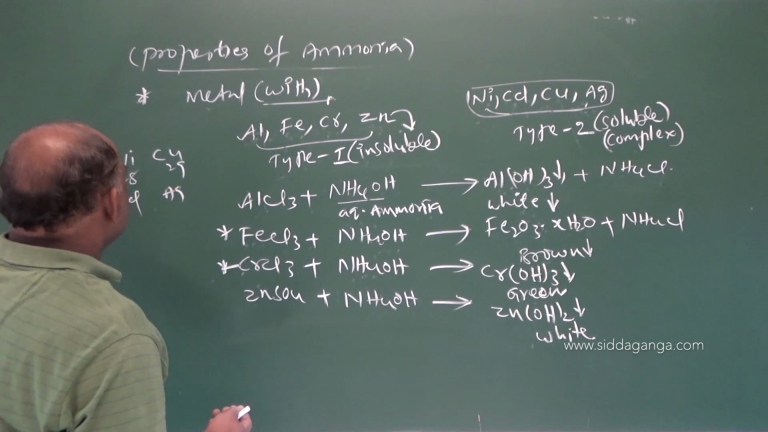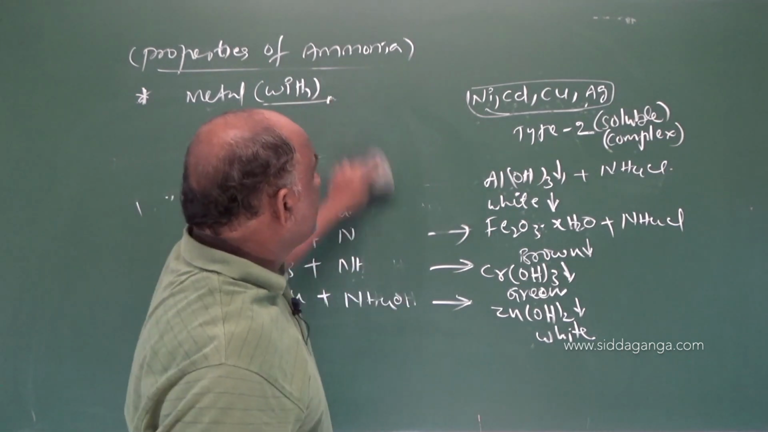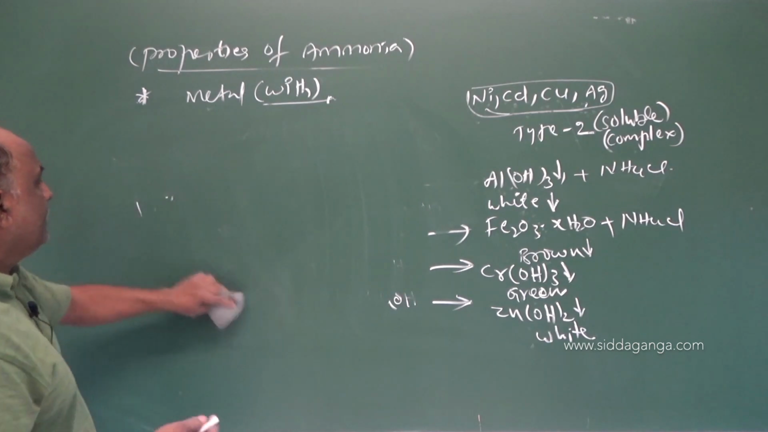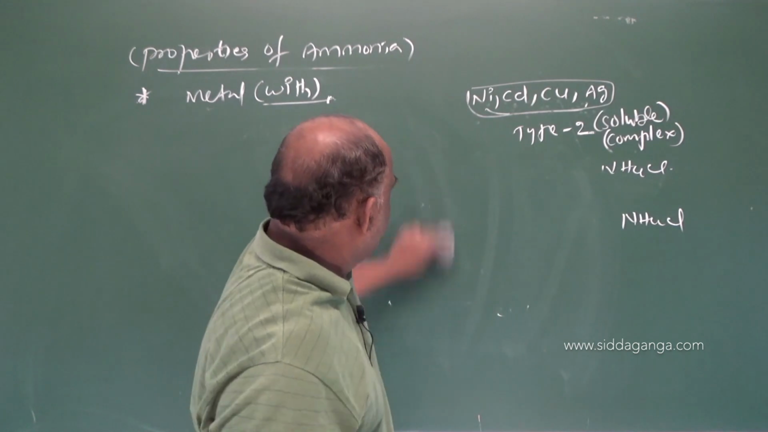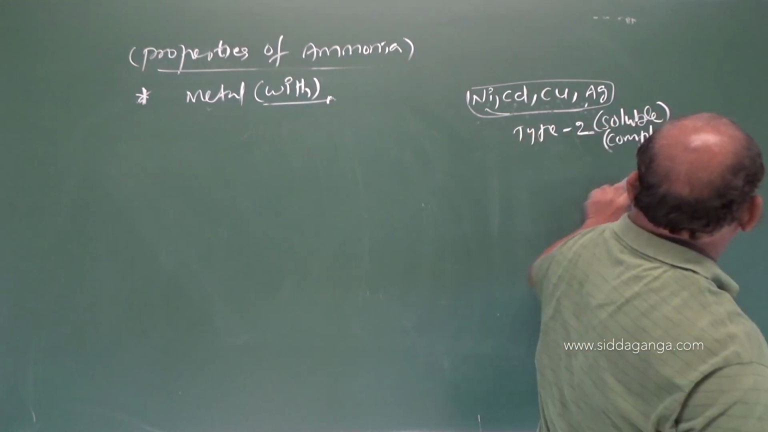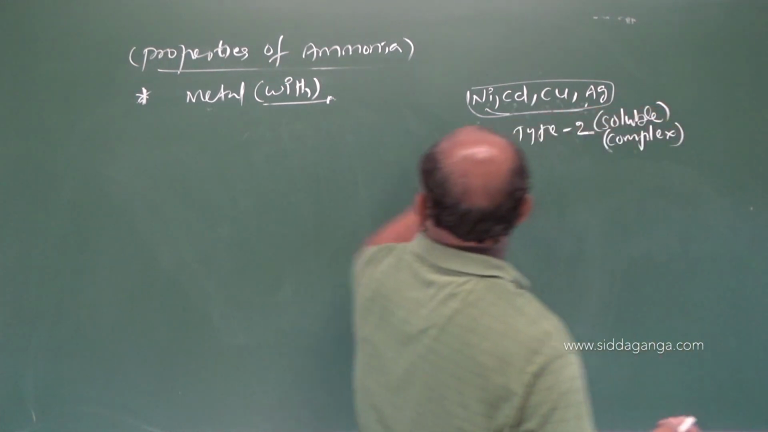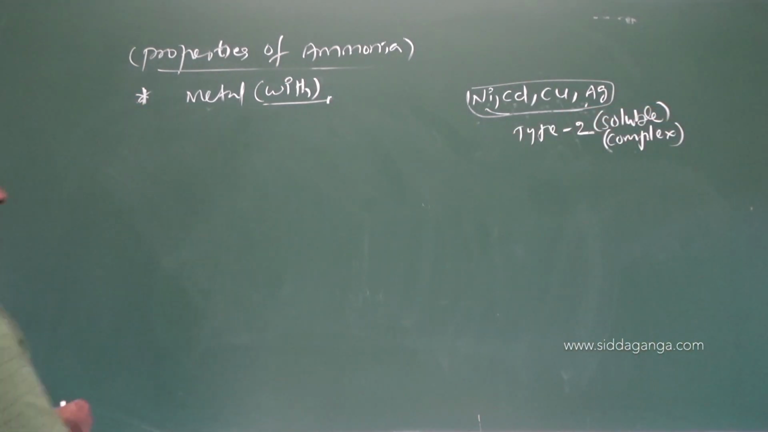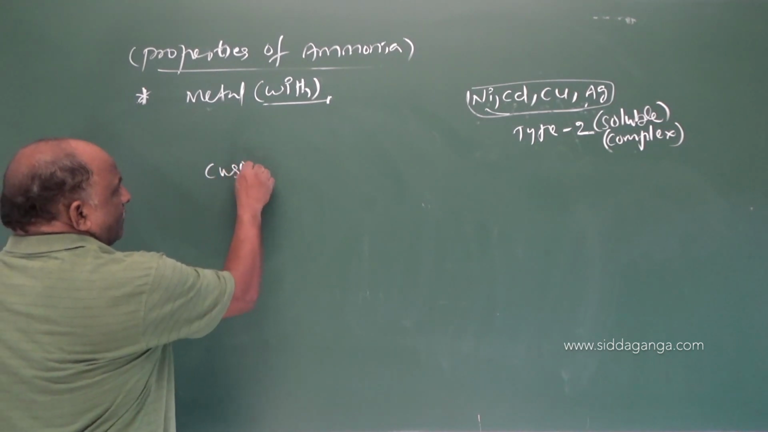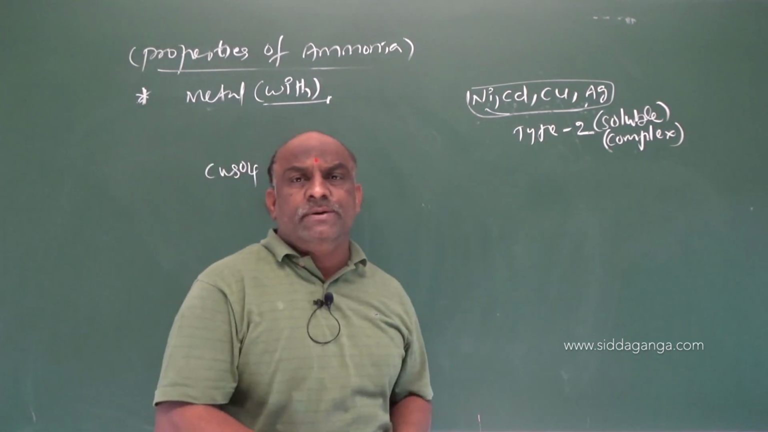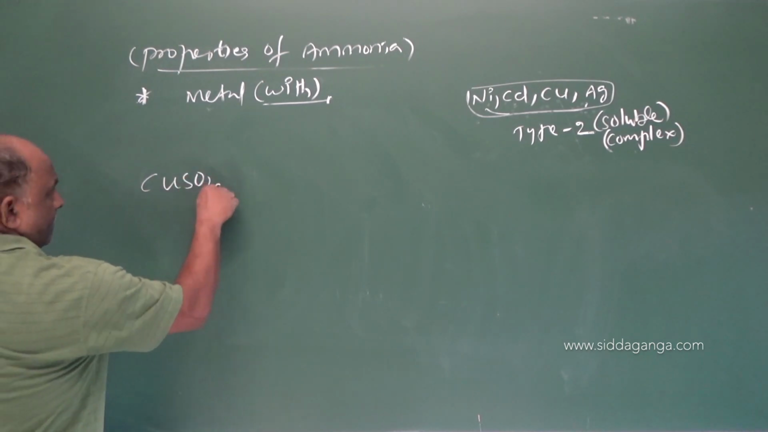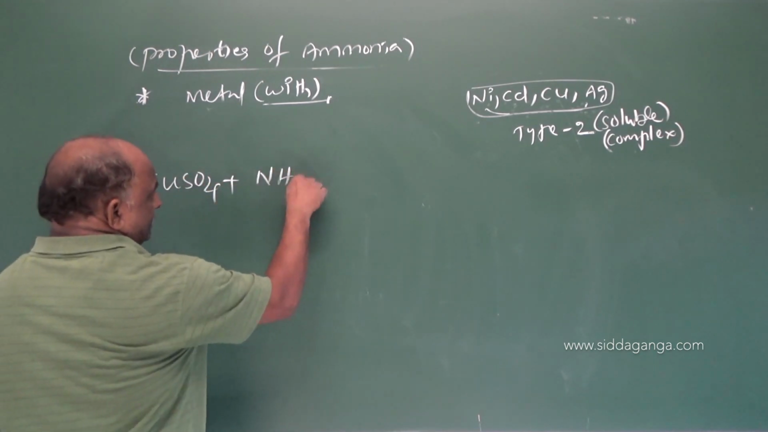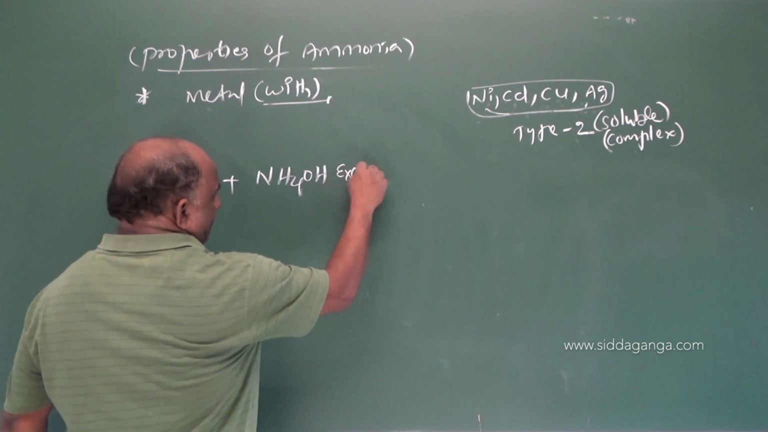So here after this, next coming to the right side equations, type 2 reactions, nickel, cadmium and copper, silver. See this type 2 reaction, CuSO4. CuSO4 is called copper sulfate, copper 2 sulfate, CuSO4 plus NH4OH. So you should take excess.